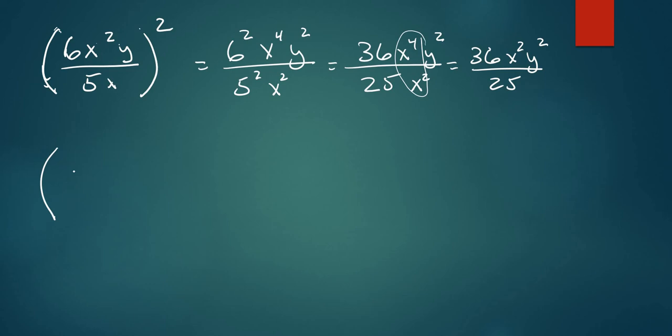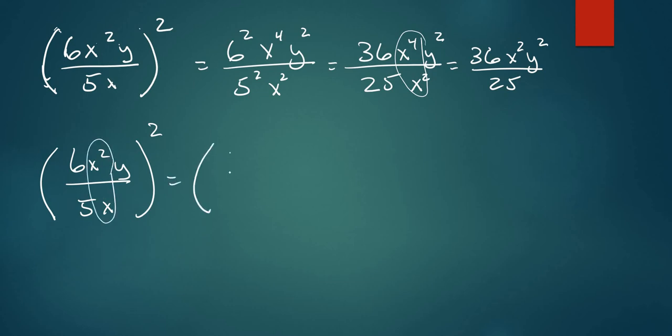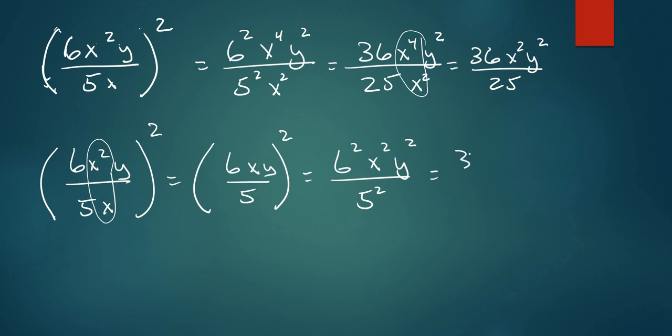Let's take a look at this one again, because I could have also simplified before I raised it to the power. I had this x squared over x. So I could have rewritten the inside first and then squared everything. And I would have gotten the same solution. So sometimes we have to use more than one of our rules, and sometimes we can do it in a different order. It really doesn't matter as long as you're following the rules.